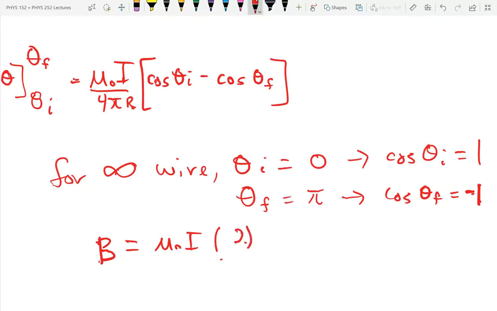Mu naught I times 2, over 4 pi r, which is equal to mu naught I over 2 pi r.